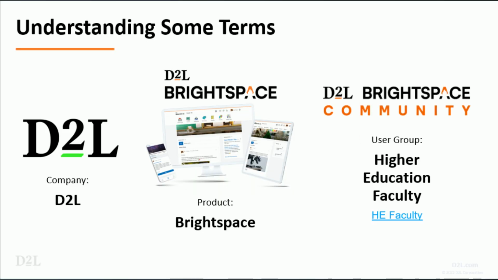Before we get too far, there are some terms I'd like to clarify. First up, we have D2L. This is the company. We make a product called Brightspace, which is a learning management system. Depending on where you work, your organization may call Brightspace something else, but if you're with us today, chances are it all refers to Brightspace. Additionally, we have the Brightspace community. This is a hub of resources, groups, and events where you can connect with other Brightspace users or learn more about Brightspace functionality and find events like the one we're having today.